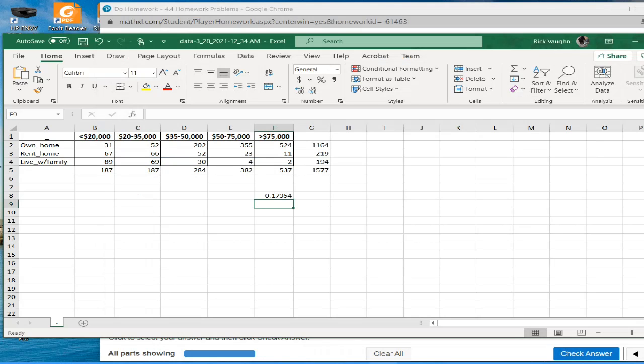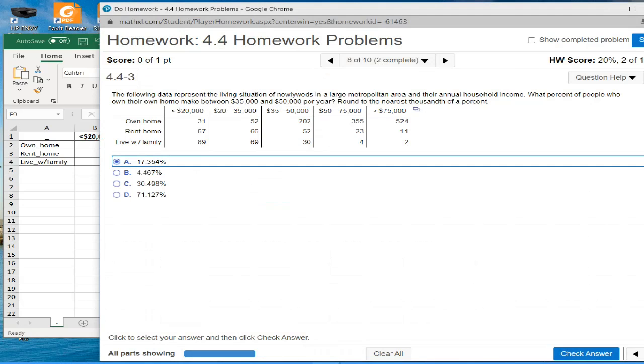Okay, so I actually made a mistake. Here they want a conditional probability. So they're talking about what percent of people who own their own home. Of those who own their own home, now what percent make between 35 and 50,000? So restricting yourself to this top column.